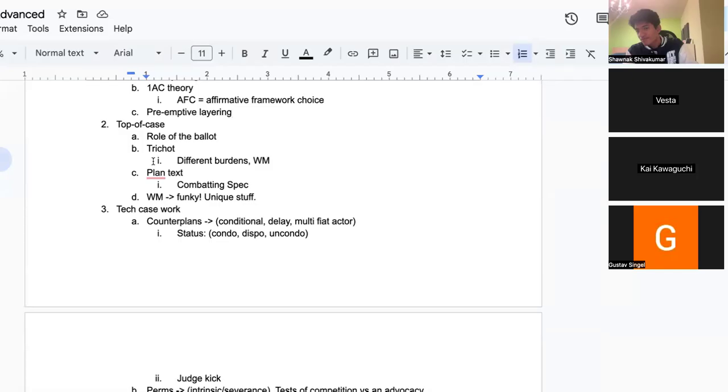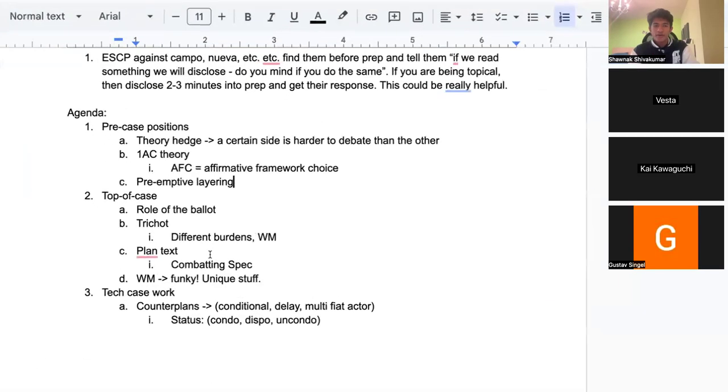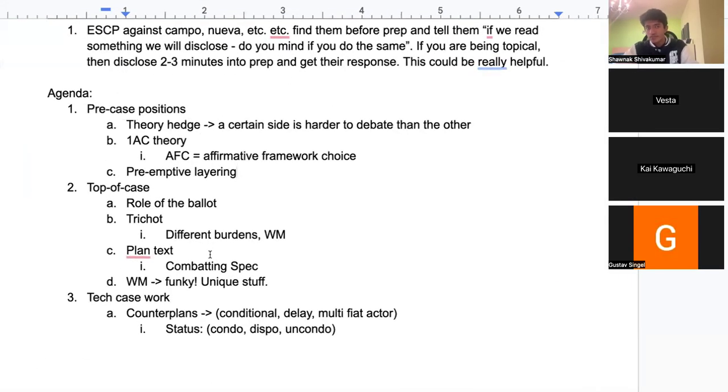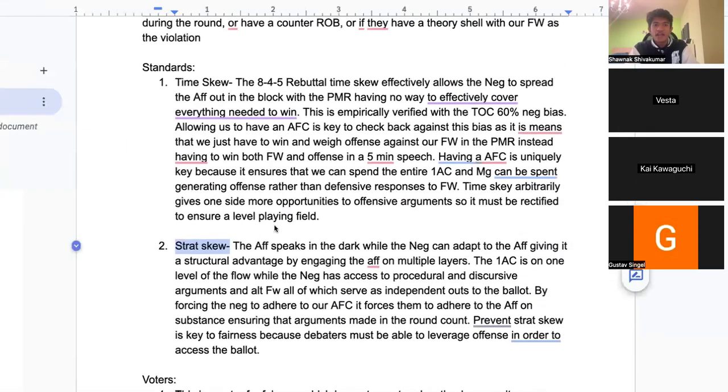No, I'm good. Actually, a little bit confused about the AFC. Okay, yeah. Why can't neg refute the framework? Well, yeah, that's why it's a stupid shell. The argument is the standards are time skew.